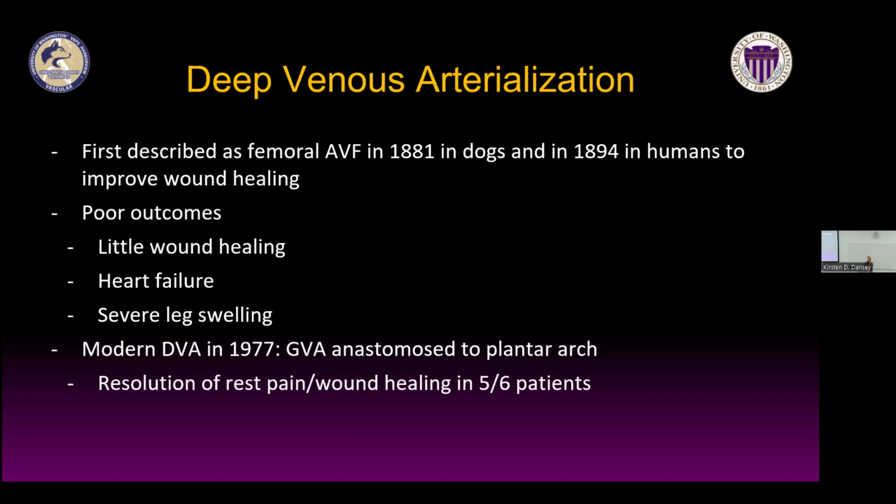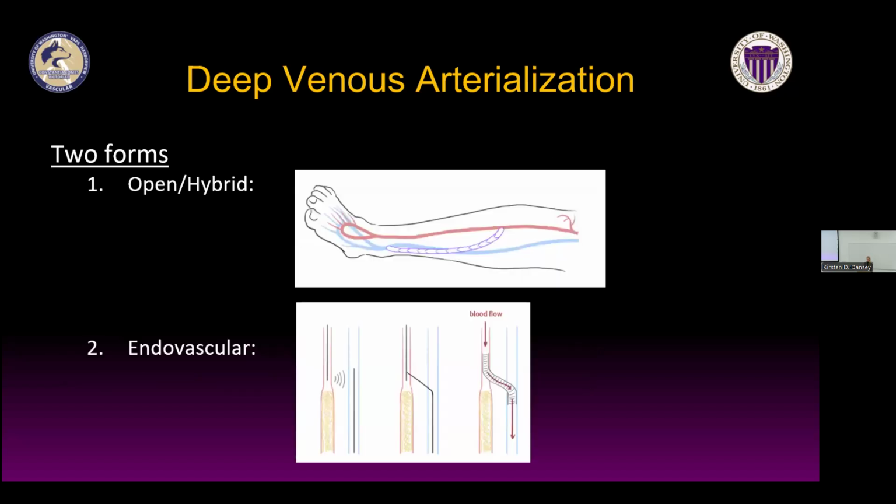It was looked at again in the 70s where they were doing open deep venous arterializations. And there were a couple of very small studies, but one that I found showed resolution of rest pain or wound healing in 5 out of their 6 patients that they treated. This is just a schematic of the open or the hybrid approach. I mainly do the endovascular approach, which is the picture on the bottom of the screen, but you can see there's an occluded tibial vessel, which is red, and you create this fistula between the vein and the tibial vessel.